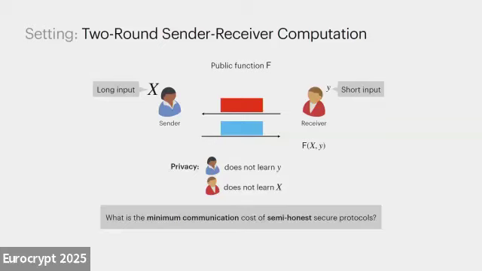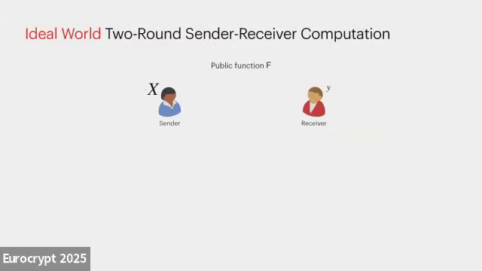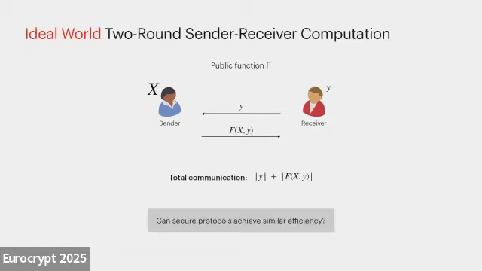In the ideal world, where parties trust each other and we don't care about privacy, Bob can simply send the short input to Alice. Alice can compute the output and send it back to Bob. And the total communication is proportional to the length of the short input plus the function output. Really what we want is to build secure protocols that are as efficient as the insecure or ideal world. And doing this also helps us understand what the overhead of achieving privacy is.